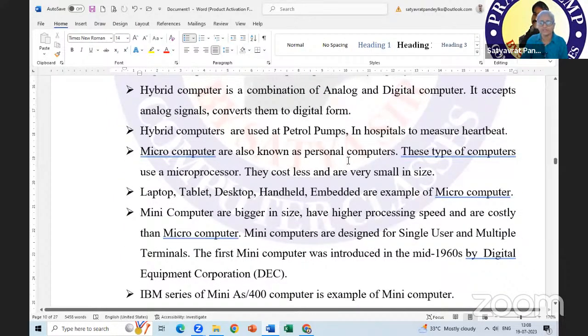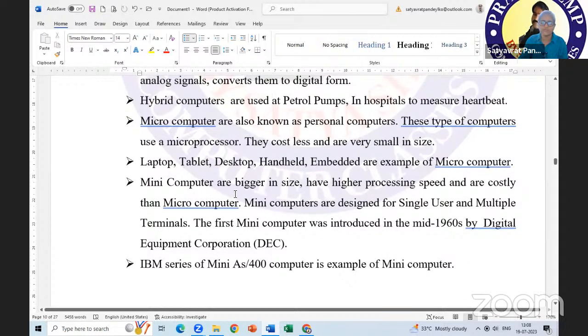Microcomputer is also known as personal computer. These computers use a microprocessor. They cost less and are very small in size. Laptop, tablet, desktop, handheld, embedded are examples of microcomputer. Mini computers are bigger in size, having higher processing speed, and are costlier than microcomputers.